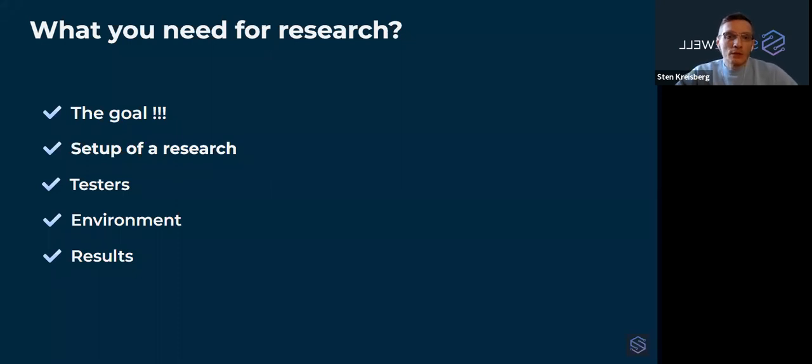So the main thing: what do you need for research? We are going through some understanding of what is important, so you know what you need to get a successful research done. The main thing is the goal. You need to understand first why you are doing the research.